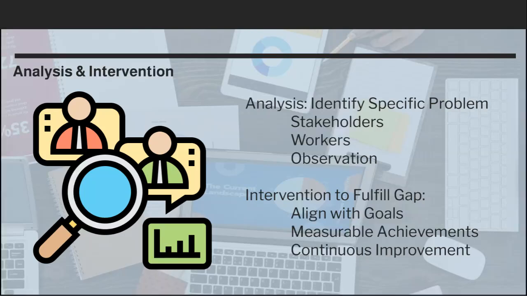The analysis and identification of a specific problem should be emphasized. This could be done with stakeholders, workers, or through observation, or better yet, include all three. The goal of the intervention is to fulfill the gap identified in the analysis. We want to be sure to align the intervention with the company's goals. For accurate evaluation, the intervention needs to have measurable achievements. The intervention should lead the company to continuous improvement.